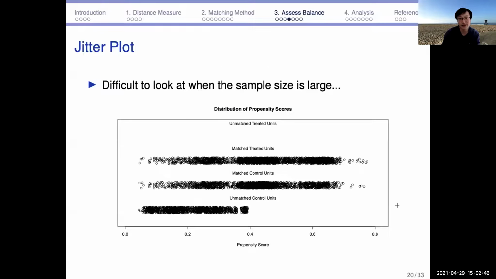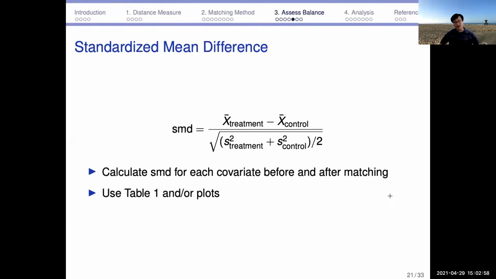So this is a jitter plot, but of course it's difficult to look at when the sample size is large. For example, here we have thousands of individuals, and this does not really tell us much. So there are other ways to look at the balance. One way is the standardized mean difference. We have seen this when we looked at inverse probability weighting estimation. We compared the covariate distribution in a weighted sample. So here we can also calculate the standardized mean difference for each covariate in the original sample and after we constructed a matched sample.